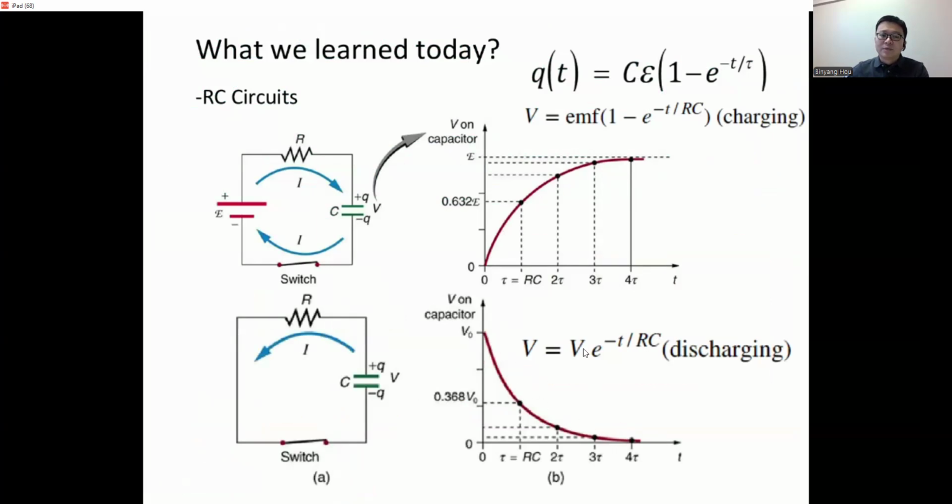The common thing here is the current in both the charge and discharge processes. The current dies out exponentially. So that's the same thing, but charge and voltage are the other way around.